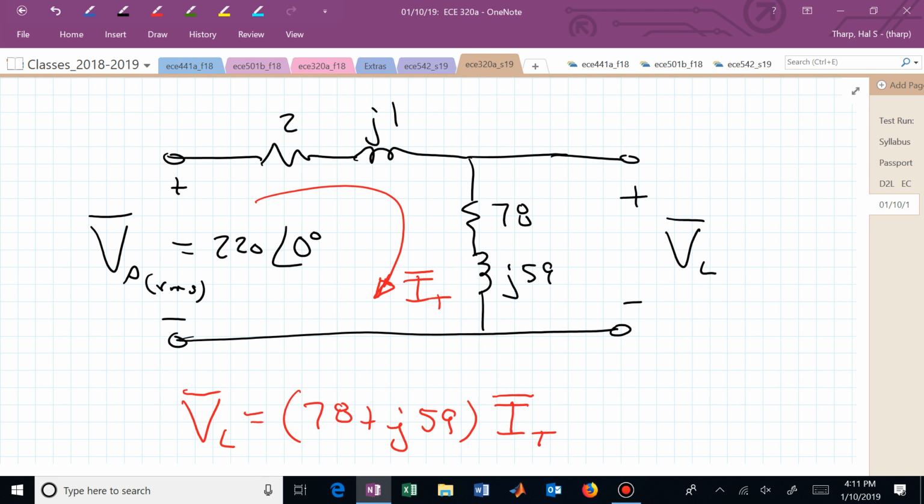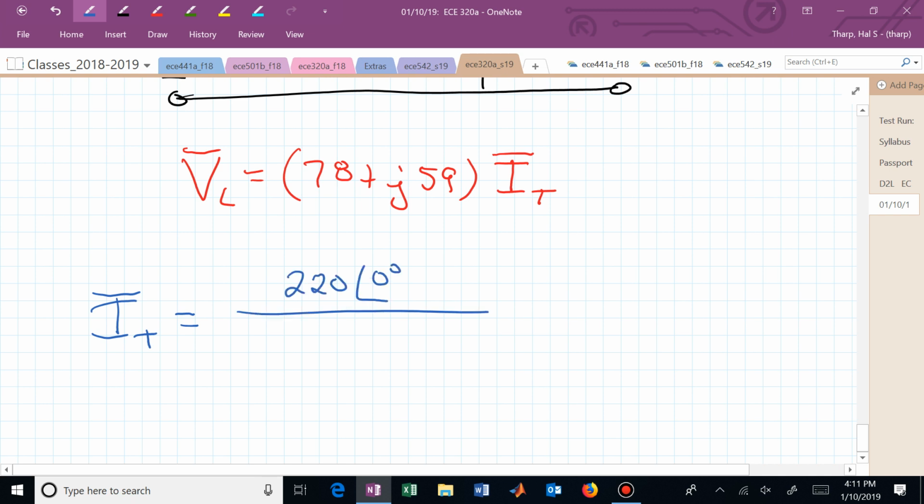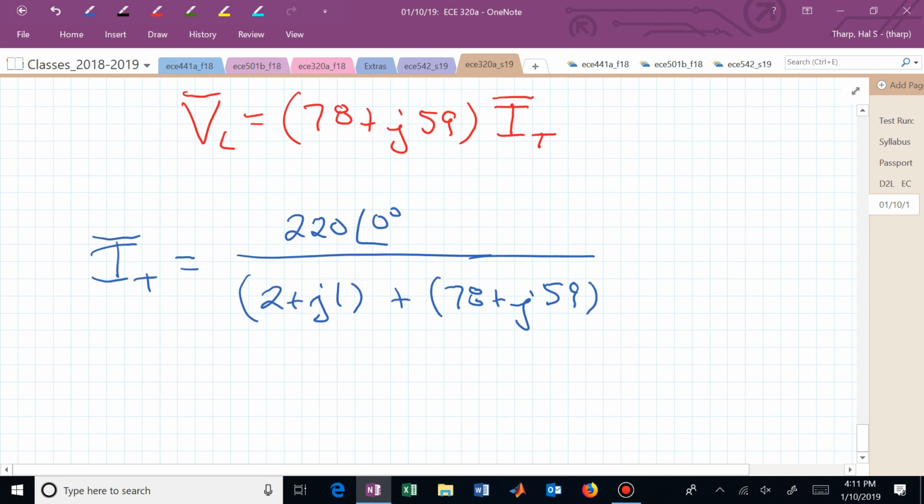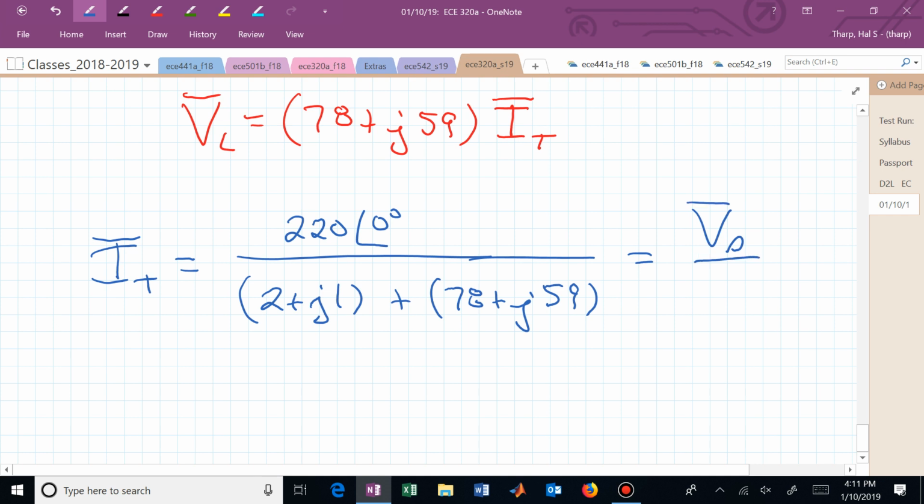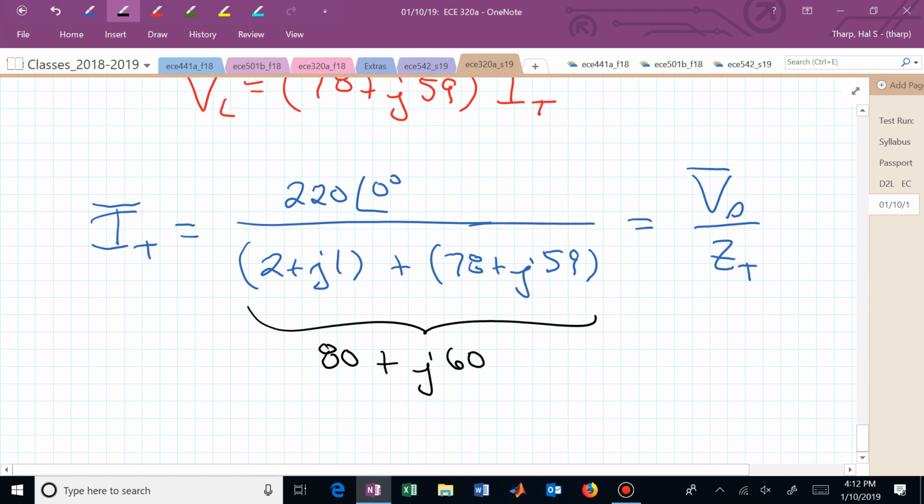That's just Ohm's law, isn't it? Except now the impedance is the total impedance seen by this voltage source. So I add up all my real parts, I add up all the imaginary parts, and now that's my total impedance. I sub t bar, in phasor form, is 220 at 0 degrees divided by Z total, and these numbers have been calculated to be nice. I now have 80 plus j60 for my total impedance.